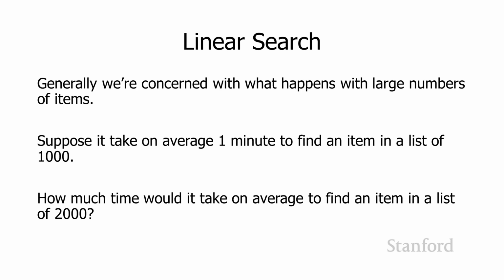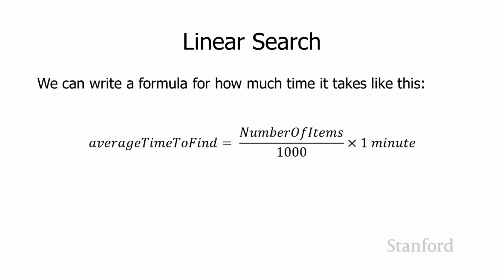Well, I think this is pretty clear. If we double the size of the list from 1,000 to 2,000, we will double the amount of time it's going to take on average. So instead of taking 1 minute, on average, it will take 2 minutes. And in fact, we can write a little formula that looks like this: average time to find an item is equal to the number of items divided by 1,000 times 1 minute.